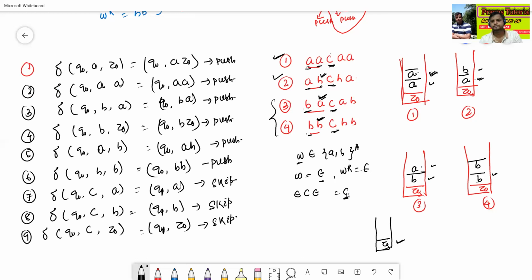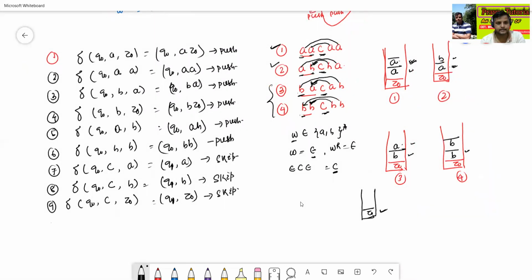See here, in this case, A will pop A. In this case, B will pop B. A will pop A. B will pop B, and B will pop B. Means the same element will pop the same element.